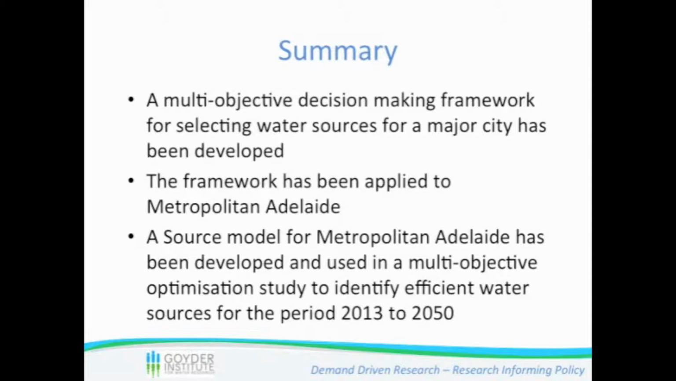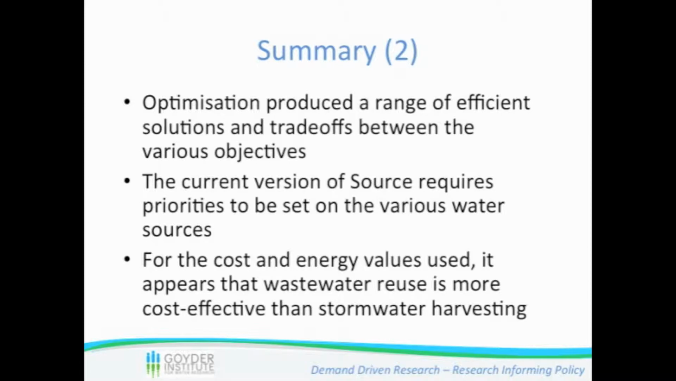So, in summary, we've developed a multi-objective decision-making framework for selecting water sources for major cities, so we could see this framework could be applied in other major cities. And it's been applied as an example to Metropolitan Adelaide. That included the development of a source model in a multi-objective optimisation framework for the period up to 2050. From the optimisation you don't just get one solution, you get a range of solutions and you get an idea of what the trade-offs are between the various objectives and the different mixes and how you might vary that to achieve different objectives.